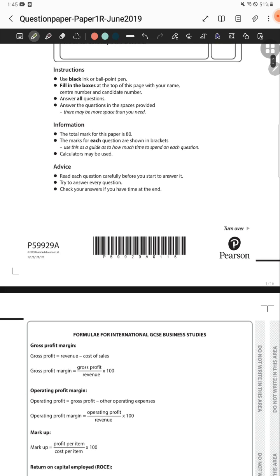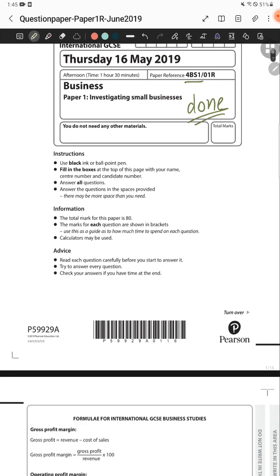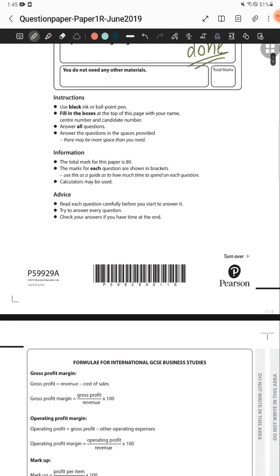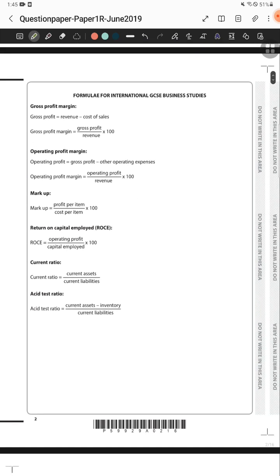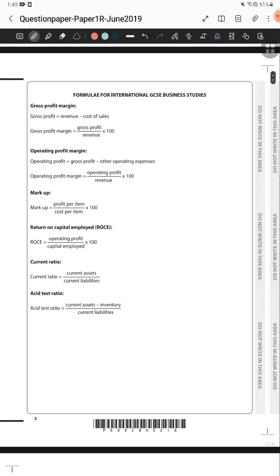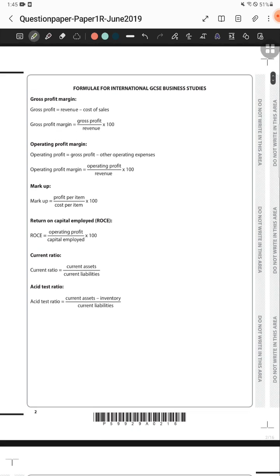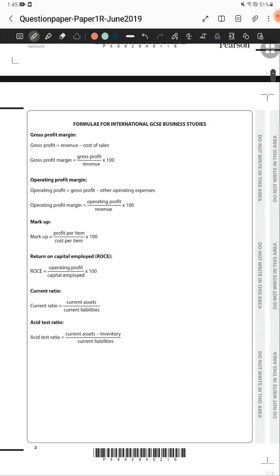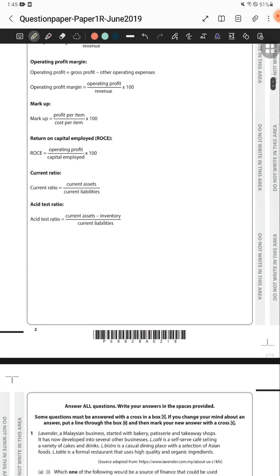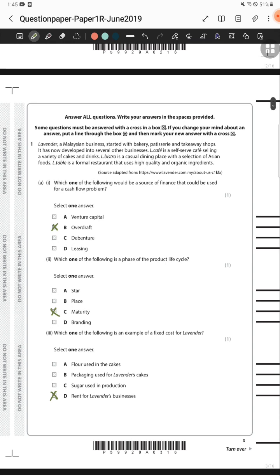Alright, so the total mark for this paper is 80, and I think we're going to have about 4 questions, but we're going to see. This is the formula sheet for business studies. A couple of formulas, not all of them are here, but most of them are. Okay, for question 1, let's look at the case study.